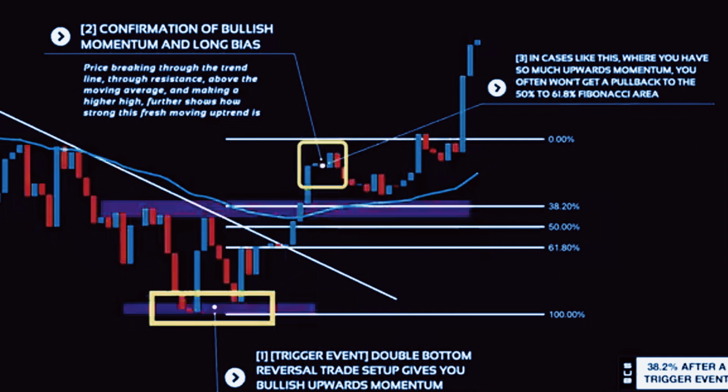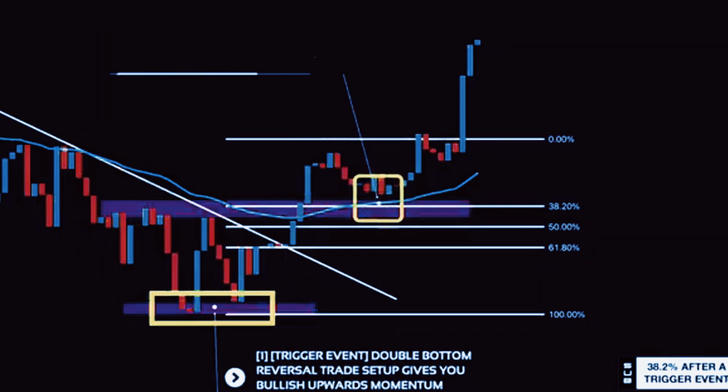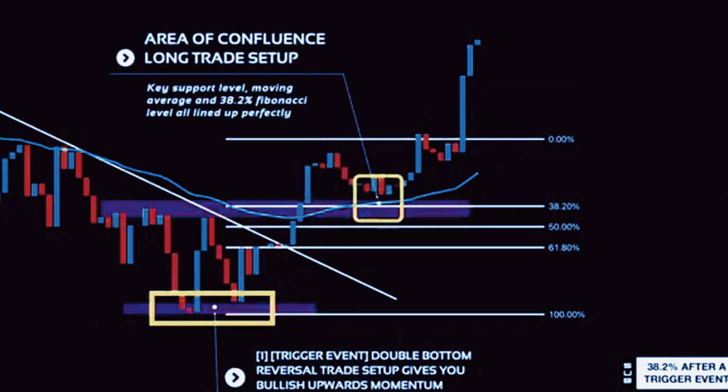So in cases like this, where you have so much upwards momentum, you often won't get a deep pullback to the 50% to 61.8% Fib area. This here is where your area of confluence trade setup resides, because the key support level, moving average, and 38.2% Fibonacci level all lined up perfectly.